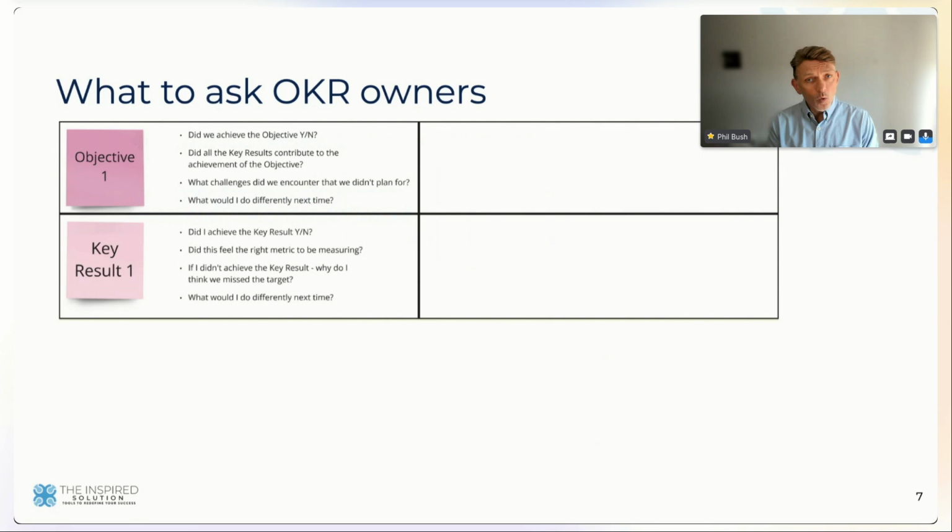Now, the key result owner is someone who is coordinating the activities, so the initiatives that are sitting underneath their key results.